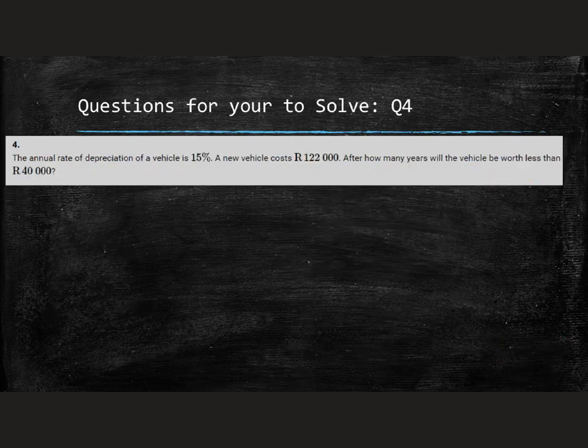Okay, question 4. An annual rate of depreciation, so this is the first time now we're dealing with depreciation, of a vehicle is 15%.